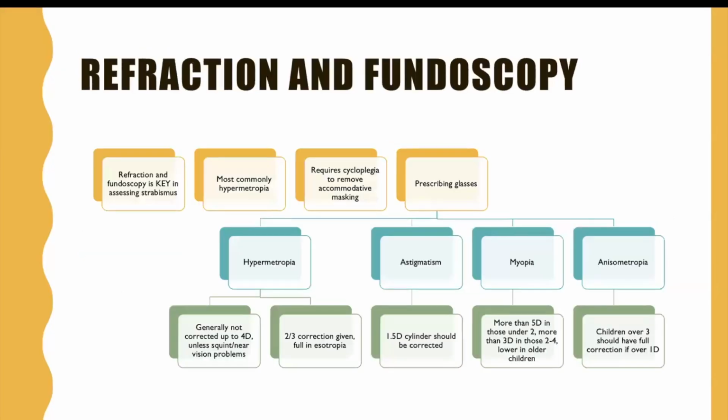Now, lastly, the refraction and the fundoscopy. This is key when assessing strabismus, especially in children. And most commonly, you'll come across hypermetropias in patients with strabismus, especially in kids. And you have to do cycloplegia, especially when looking at hypermetropia, because they can mask some of their hypermetropia by accommodating. So you need to give them some cycloplegia to remove that accommodative masking to see how much hypermetropia they have.